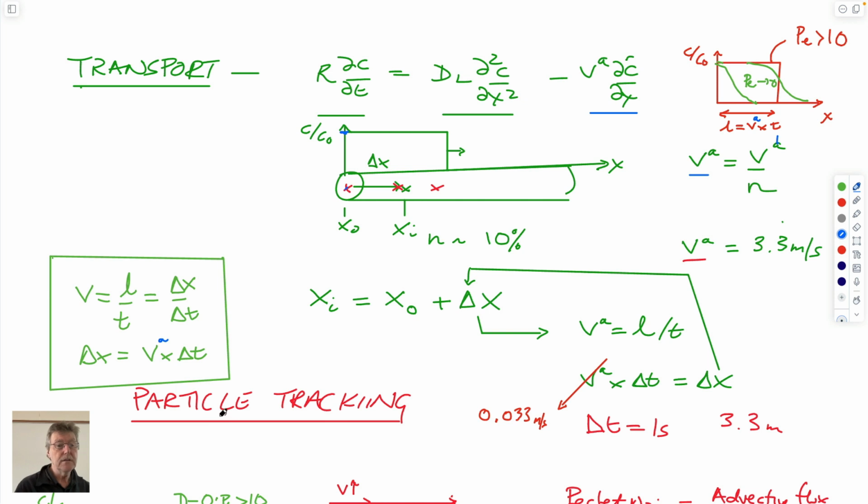And so we can calculate how far a particle will have gone by knowing where it is at the beginning of the time step, knowing what the time step length is, and calculating the change in location just by multiplying the advective velocity times the time step. And so if we have an advective velocity of 3.3 meters a second, and a time step of 1 second, then it's gone 3.3 meters. And so if we know where it was at the beginning of the time step, it would be 3.3 meters downwind at the end of it. That's it. So that's all we need to do.